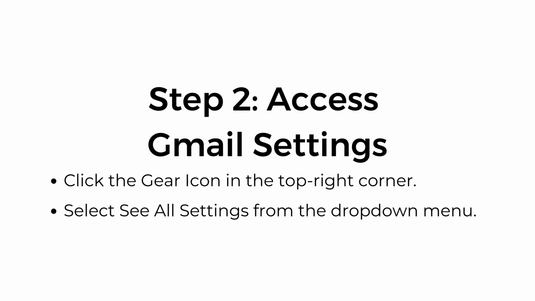Step 2. Access Gmail settings. Click the gear icon in the top right corner. Select See All Settings from the drop-down menu.